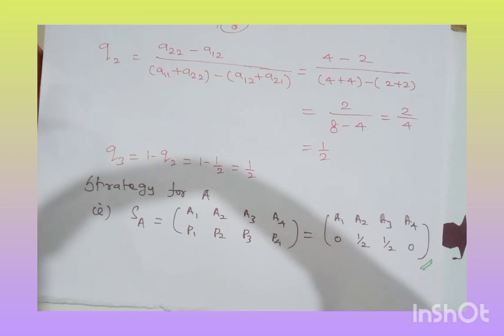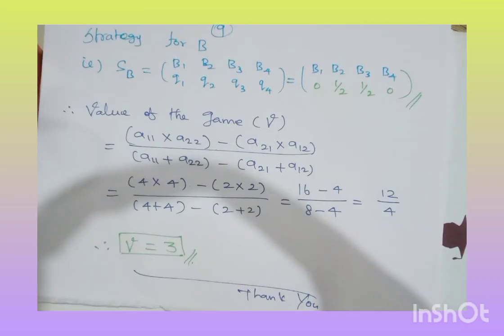Now I am going to write the strategy for A. SA represents the strategy for A. Write all the rows A1, A2, A3, A4 in horizontal manner. The respective strategies are P1, P2, P3, P4. We have only P2 and P3, so 1 by 2, 1 by 2, and the others are 0. This is the strategy for A. Similarly, we write the strategy for B: B1, B2, B3, B4, also in horizontal formation, with the respective strategies Q1, Q2, Q3, Q4. Only Q2 and Q3 exist; B1 and B4 do not exist, so they become 0.